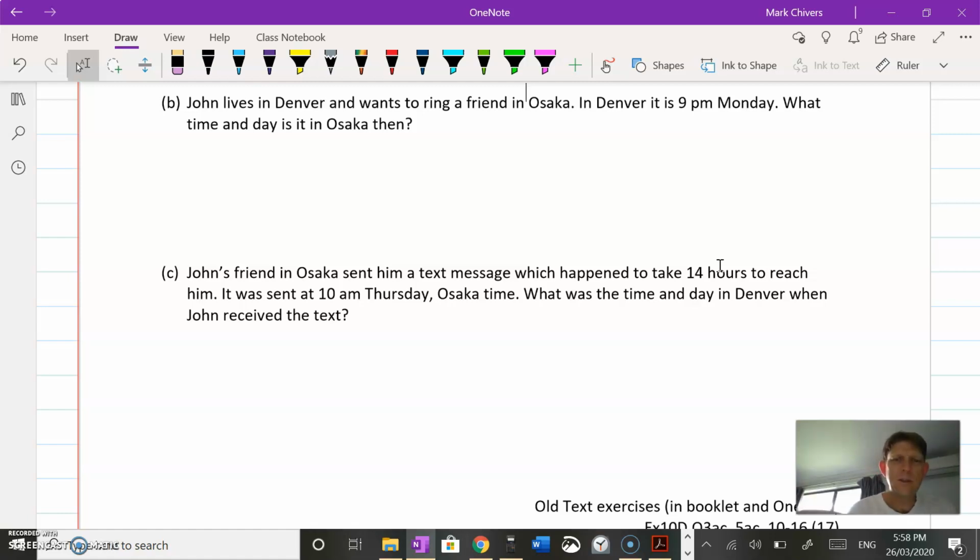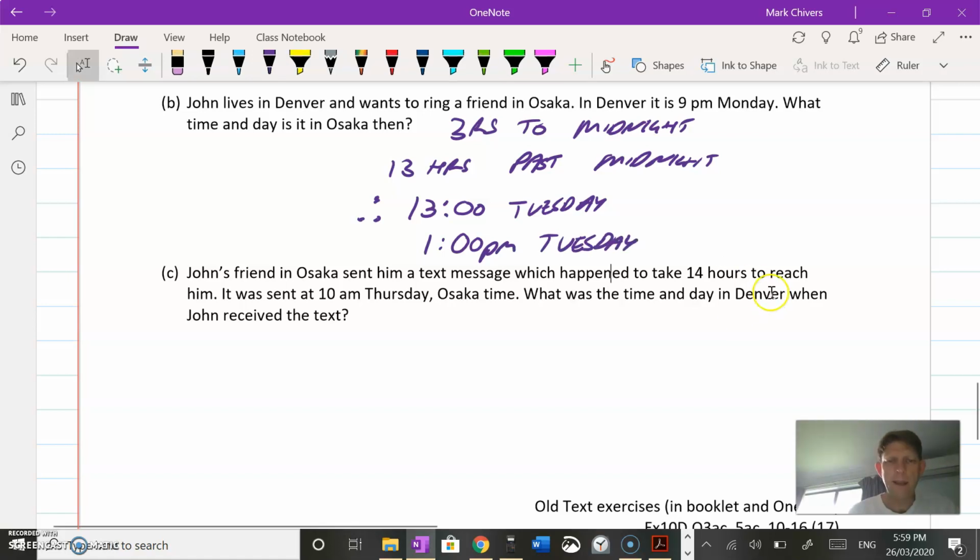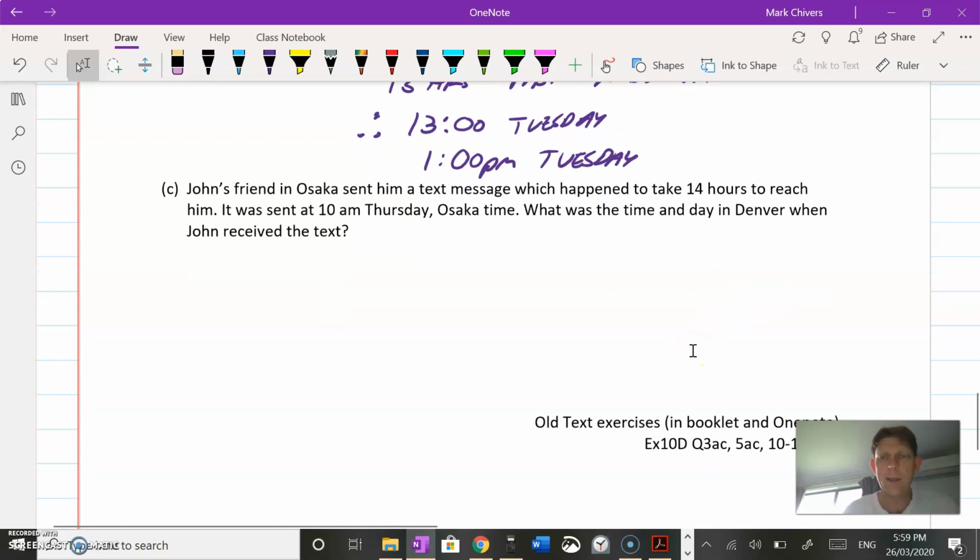So there's 3 hours to midnight, and then there's a further 13 hours past midnight. So therefore, it's 1300 hours on Tuesday, which of course we can write as 1 p.m. Tuesday. Now the next one, you could do a bit of jumping around, but I think it's probably good to have a bit of a think about this one.